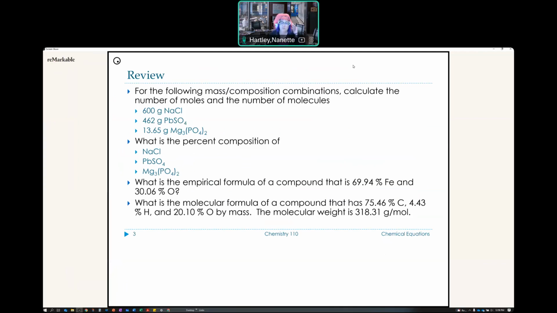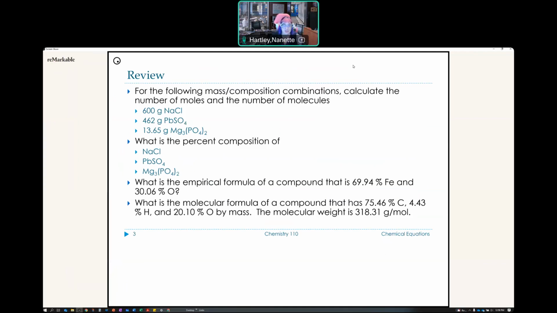Now, I want to do some review of stuff that we talked about from the last lecture. So for the following mass/composition combinations, we want to calculate the number of moles and the number of molecules in 600 grams of NaCl, 462 grams of PbSO4, and 13.65 grams of Mg3(PO4)2.